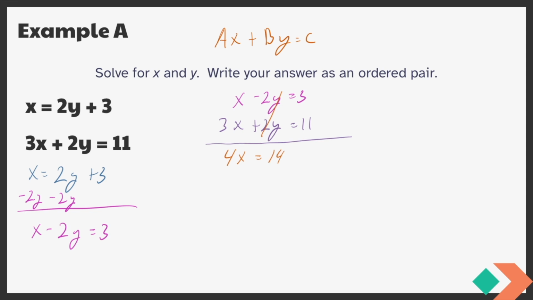Then we're going to go ahead and solve our one-step equation. We're going to draw a wall. We're going to divide both sides by 4. And we end up getting a fraction. That's okay. Fractions are our friend. We're going to reduce that fraction to simplest form. So we're going to get 7 halves.